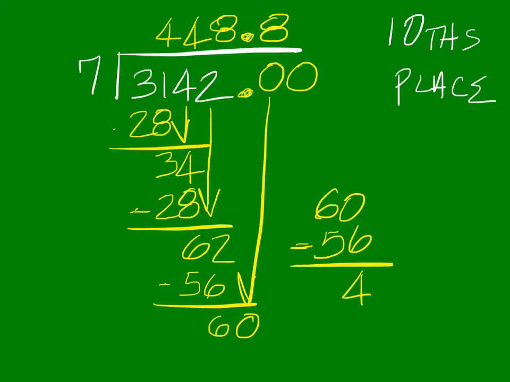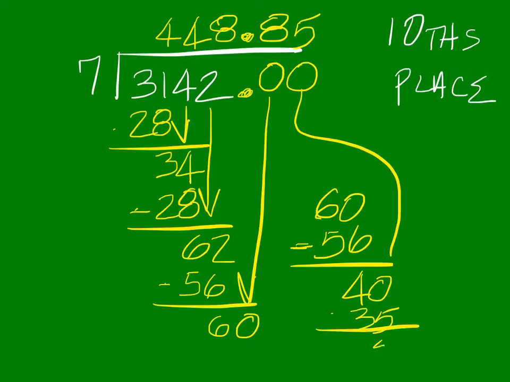What should I do next? Bring the other 0 down. How many times will 7 go into 40? 5 times. And that's all we need to know, but we can check it. And we do have 5 left over, which is less than 7.